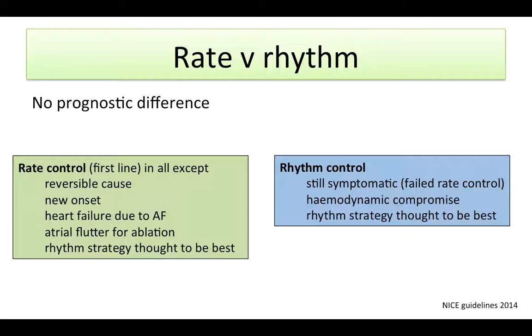In other words, they're still symptomatic. After having their rate adequately controlled, they still have symptoms. Also, rhythm strategies can be used in people who've got hemodynamic compromise, so they're unstable, so they need to have sort of urgent cardioversion.